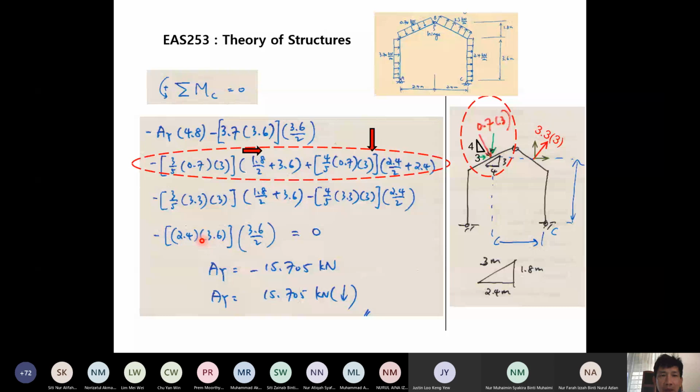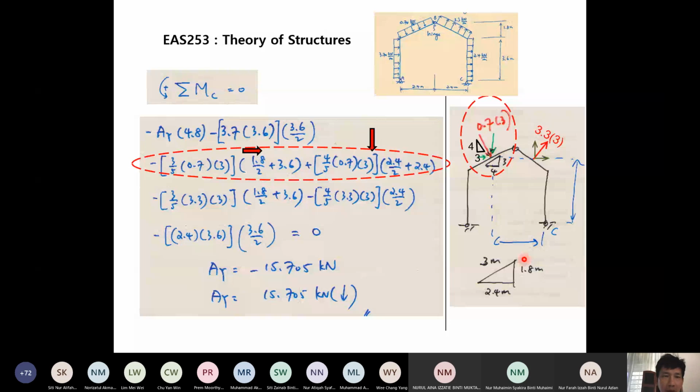Now we pay attention to this second line here. So this one is due to the moment, this is considering the moment caused by the loading acting on these inclined members. So first we get the horizontal component of the total load. 0.7 multiplied with the length of this, which is 3. The length of this is 3, not 5, yeah? The length of this is 3 meter. So 0.7 multiplied with 3, and to get the horizontal component it is 3 over 5.